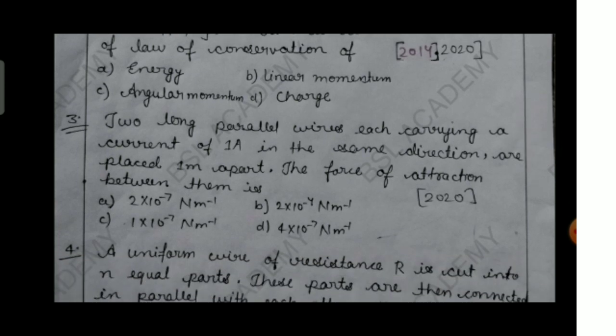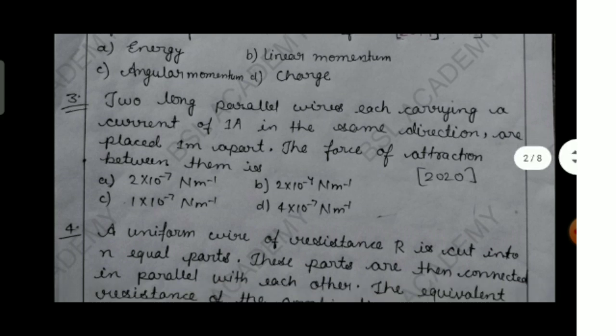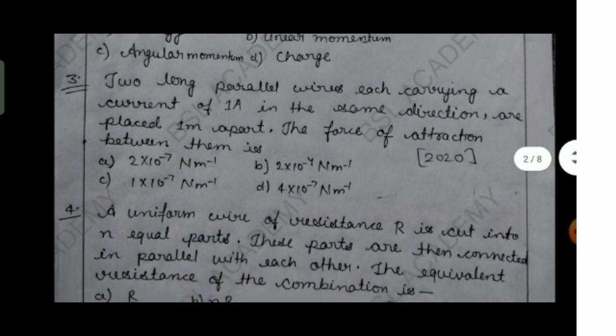Now question number 3. Two long parallel wires each carrying a current of 1 ampere in the same direction are placed 1 meter apart. The force of attraction between them is: option A 2 into 10 to the power minus 7 Newton per meter, option B 2 into 10 to the power minus 4 Newton per meter, option C 1 into 10 to the power minus 7 Newton per meter, or option D 4 into 10 to the power minus 7 Newton per meter. So this is from 2020.